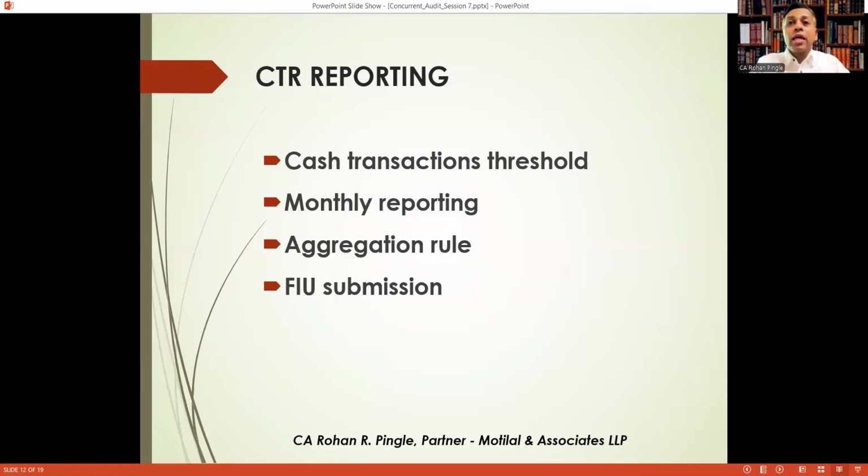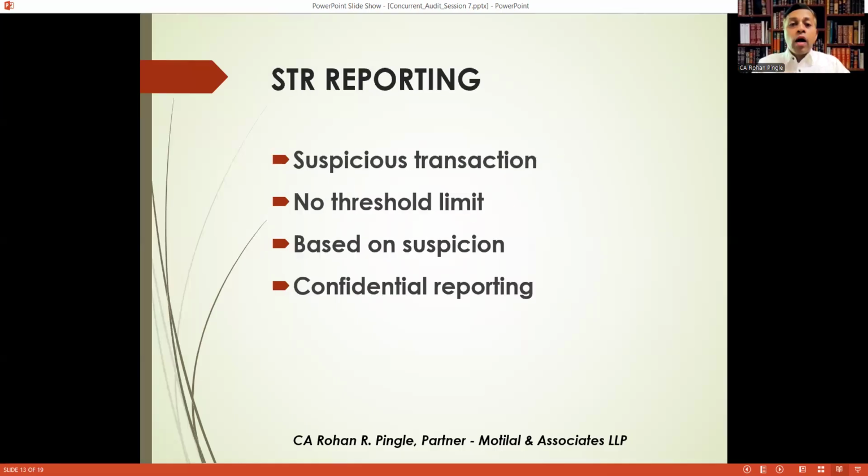Moving further, let's understand STR CTR reporting, that is the auditor's role. First, CTR reporting. CTR stands for cash transaction report. Cash transactions above the prescribed limit, aggregated per customer per month, are submitted to the Financial Intelligence Unit India. The auditor's role here is to verify the system generated CTR, ensure no manual suppression, and check the branch awareness related to this. STR stands for suspicious transaction report. There is no minimum threshold; based on suspicion it must be filed promptly. The auditor's role here is to review unusual transactions, check whether the branch escalated suspicious cases, and verify the internal reporting mechanism. What is important here is that the auditor should not disclose STR filing to the customer.